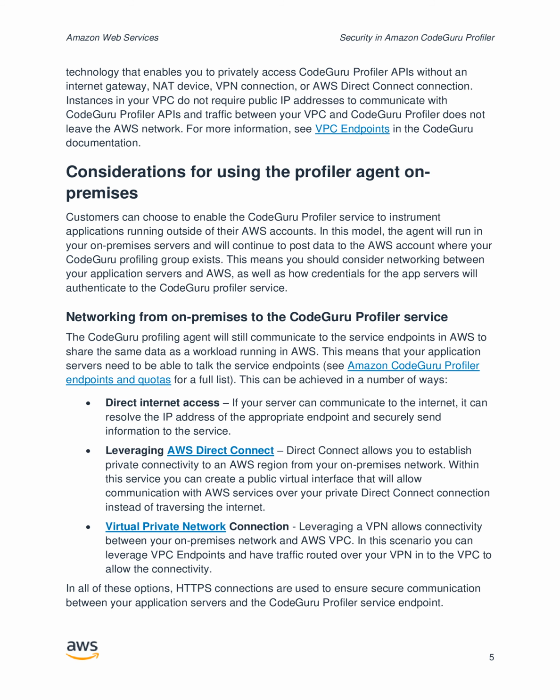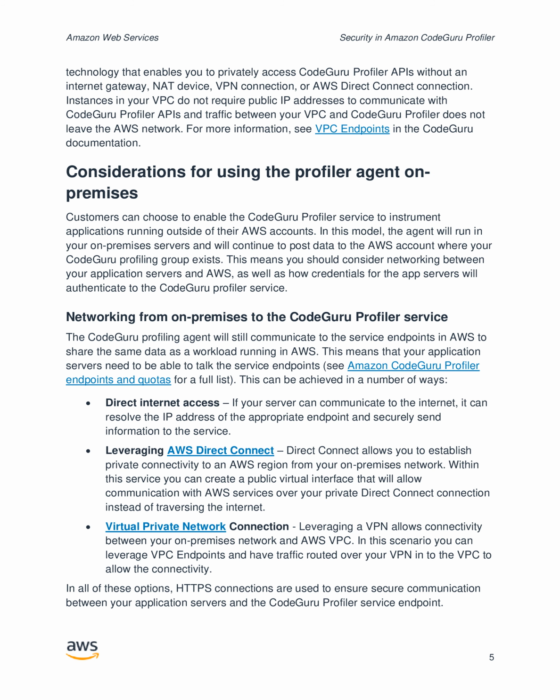Networking from on-premises to the CodeGuru Profiler service. The CodeGuru profiling agent will still communicate to the service endpoints in AWS to share the same data as a workload running in AWS. This means that your application servers need to be able to talk to service endpoints. See Amazon CodeGuru Profiler endpoints and quotas for a full list. This can be achieved in a number of ways.